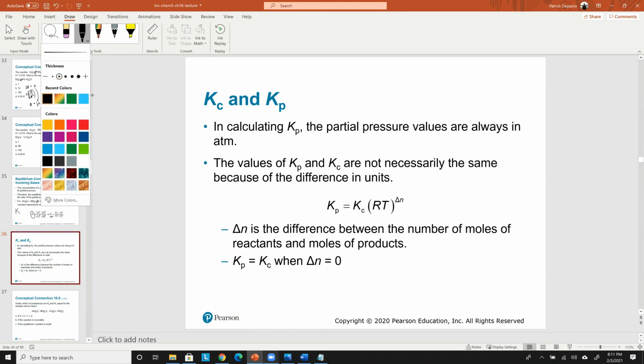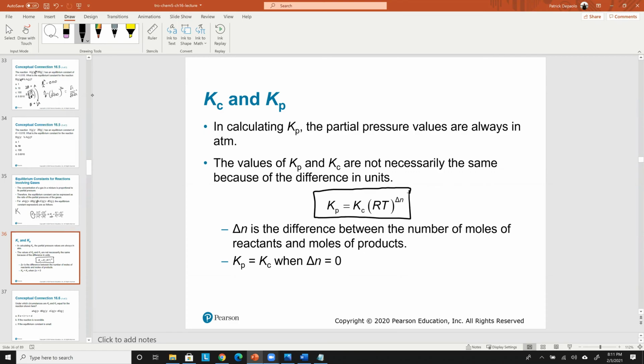Now in calculating Kp, the partial pressure is in atm, right? So here's the equation. What this means is that in a concentration-based equilibrium constant, we don't have to worry about pressure or the number of gas moles, because it's just concentration in a finite container. But when we have Kp involved, other things are a factor on the equilibrium state: temperature and also the number of particles, because that changes the pressure. So we come up with this equation, Kp equals Kc times RT to the delta n. Again, this equation will be given on the exam.